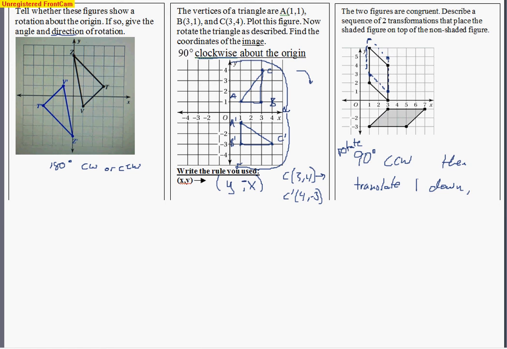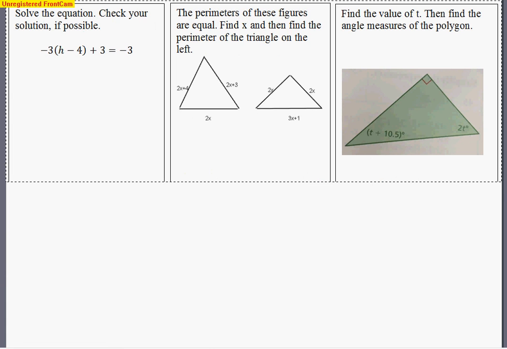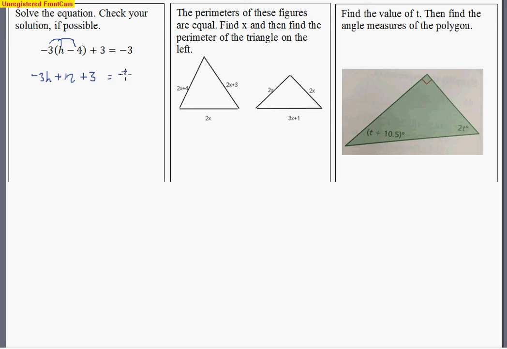So let's take a look at the next one here. And this one is just solving an equation, so I'm just distributing. And now when I do that, I've got negative 3h plus 12. Make sure you have a positive 12 there, because I've got the negative times the negative. And I'm going to go collect some like terms here. And so that's going to give me negative 3h plus 15 equals negative 3.